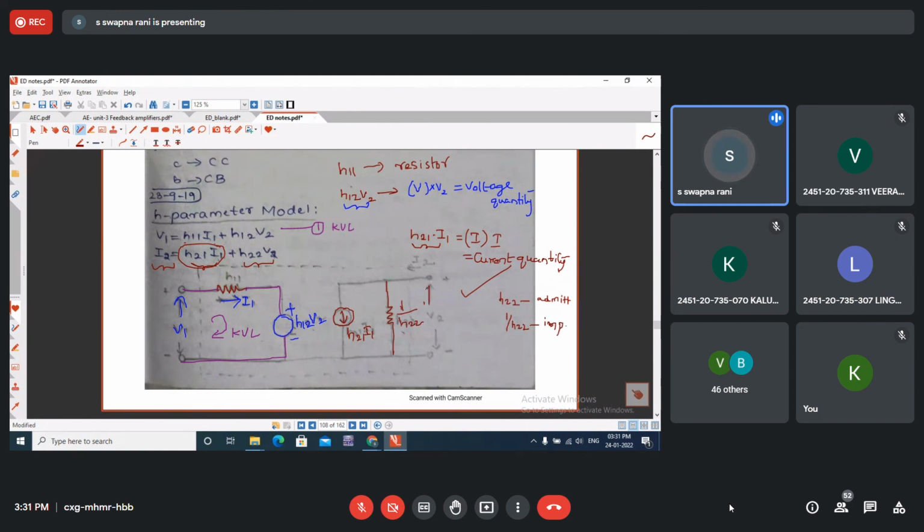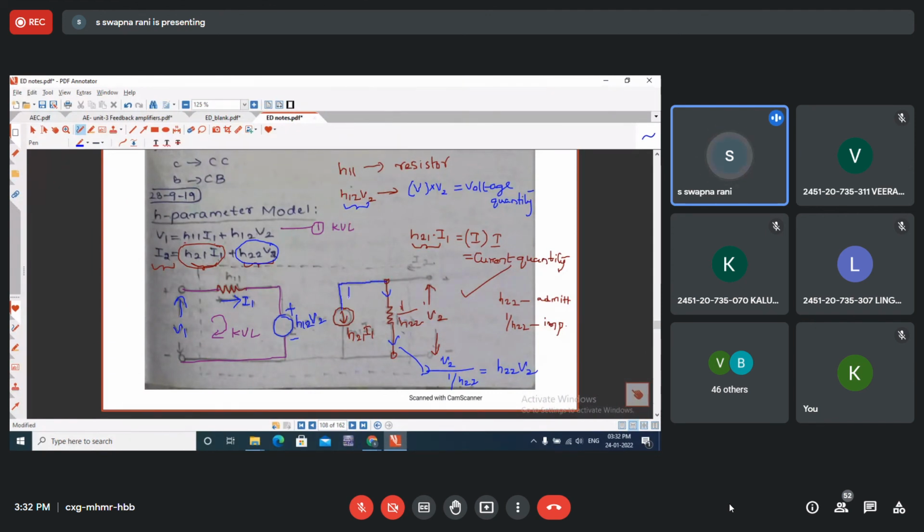Now, if V2 is the voltage across the output terminals, the same voltage will appear across this branch. So what is the current through this branch? Voltage by resistance: V2 by 1 by H22. So therefore, H22 into V2. The same thing is written here. So this term represents the current through the resistance 1 by H22.